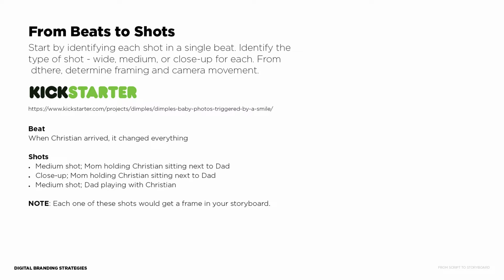Select a beat from your story and identify the shot type and what is in the shot. Consider which shot type will work best for each shot. What is the purpose of the shot, and what are you trying to communicate to your audience? Sketch out each of these shots.